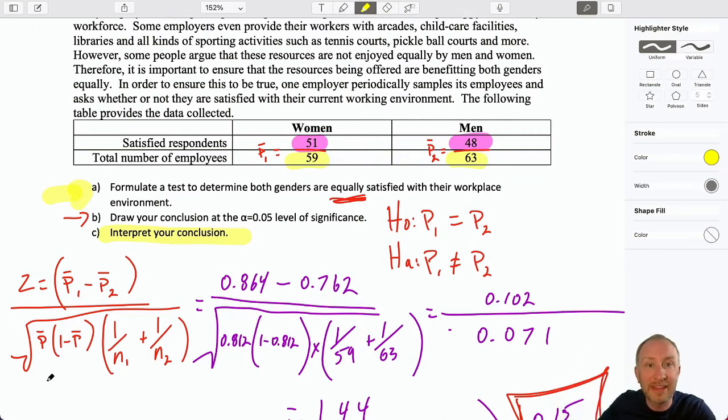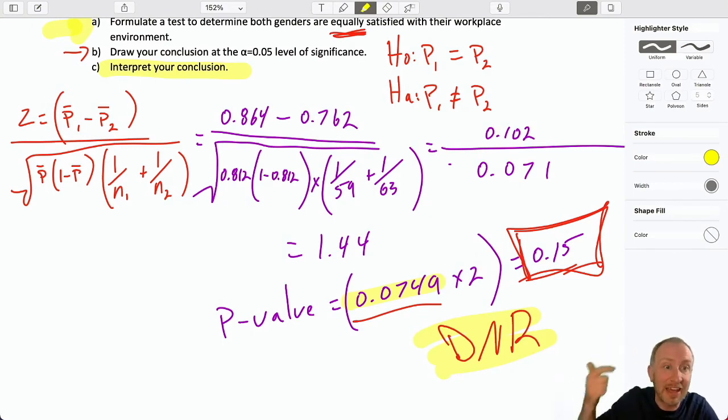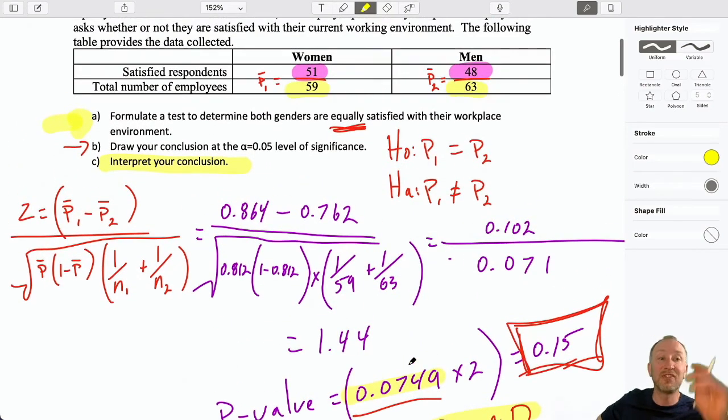Once we go through all of the testing and we get our conclusion, and now it's time to interpret that, I'm just repeating what I said when I provided that justification for my test formulation, which should have been at the start of the problem. We do not reject the null hypothesis. Therefore, we have insufficient evidence to show that there's any difference in the proportion of men and women who are satisfied with their workplace environment.